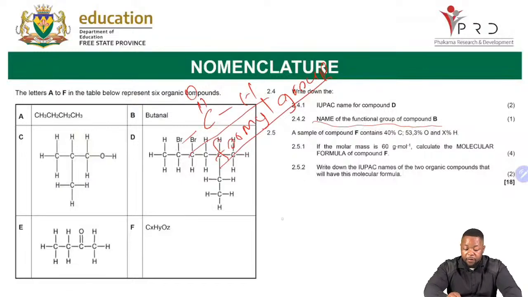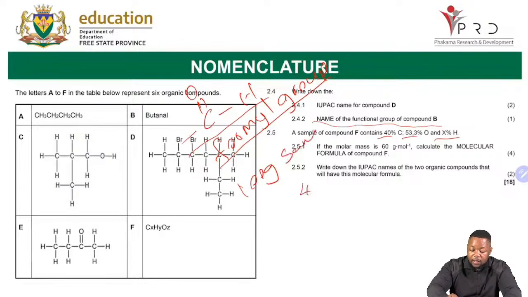Now we go to 2.5. A sample of compound F contains these percentages as mass percentages. And then the question says, if the molar mass is 60 grams per mole, calculate the molecular formula of compound F. So this is testing some of the concepts that were learned in grade 10. For us to answer this question, we need to assume a 100-gram sample, and therefore that will be interpreted as 40 grams of carbon and 53.3 grams of oxygen.